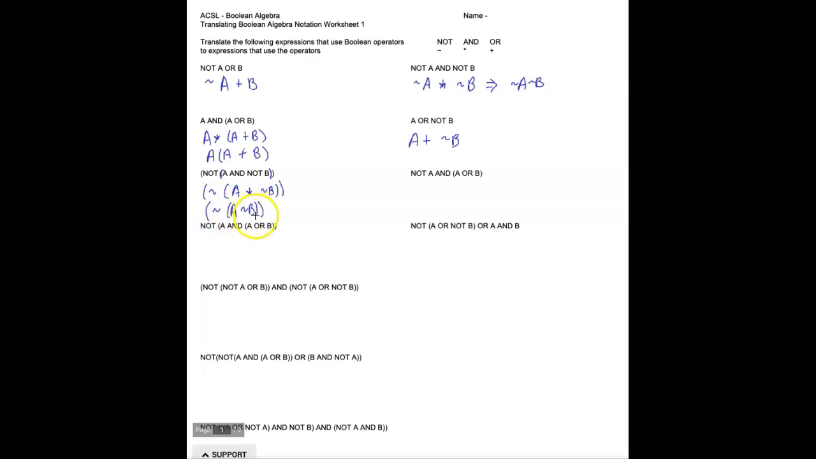That might look strange to you, but it really is A times not B in a set of parentheses with a not in front of that inner set of parentheses rather. Here, not A and parentheses A plus B. Without the star, if you wish, it would look like this.